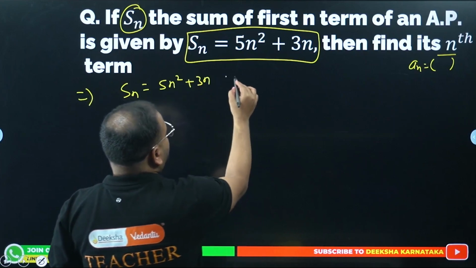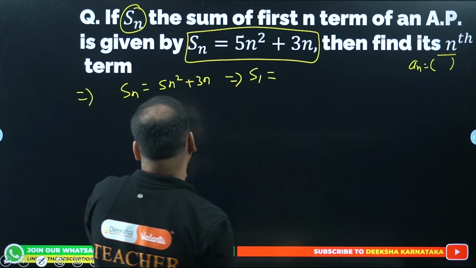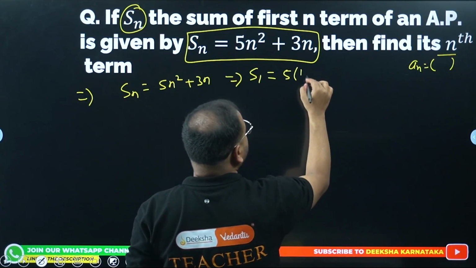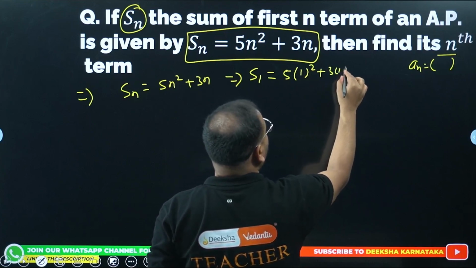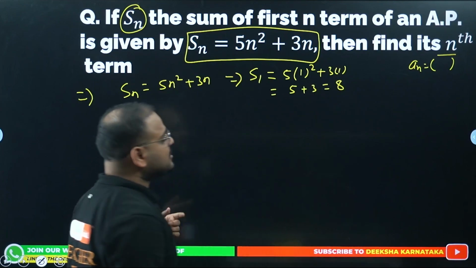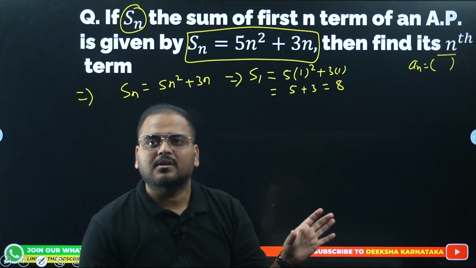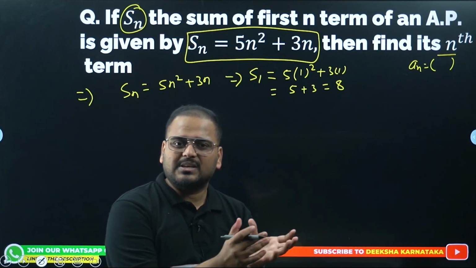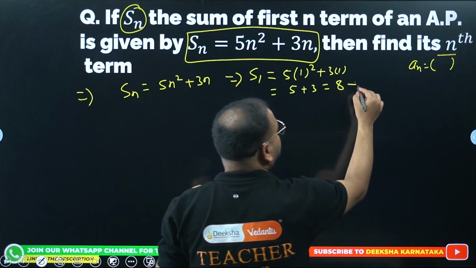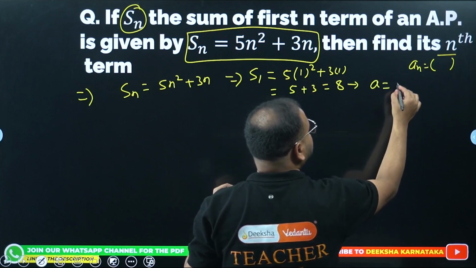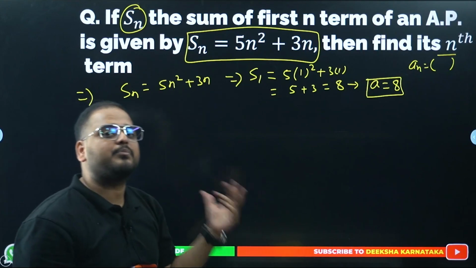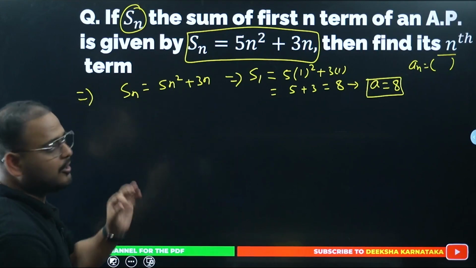Okay, sir. If I have to find S1, what will be S1? Replace n by 1. So I get 5 times 1 square plus 3 times 1. How much is that? 5 plus 3, which is nothing but 8. My S1 means the sum of first term. Isn't the sum of first term basically the first term? So I can write directly this 8 as S1 or a. The first term directly is 8, because sum of first term and the first term mean the same thing. So a is 8.